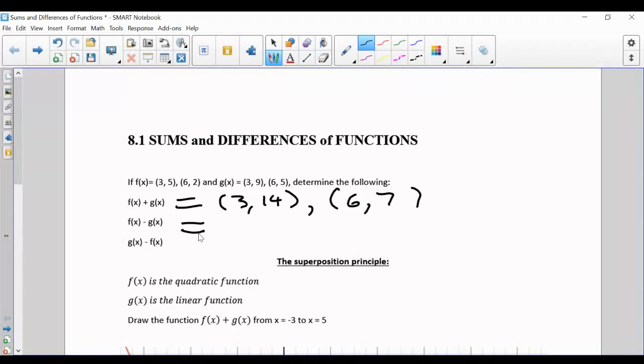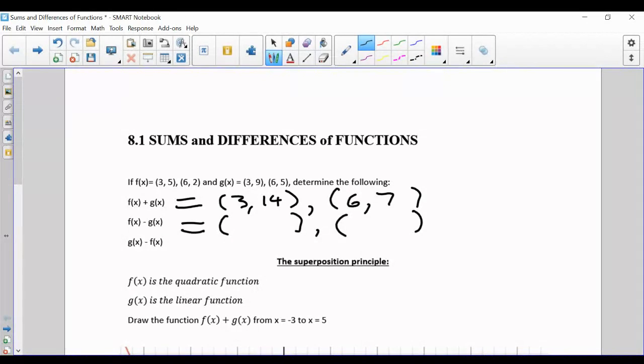How do you think the difference is going to work? Right? I want to take the f function and minus the g function. Can anybody suggest, now that I've explained the first one to you, what the result of that might be? We're subtracting this time. Can you go over the first one again?